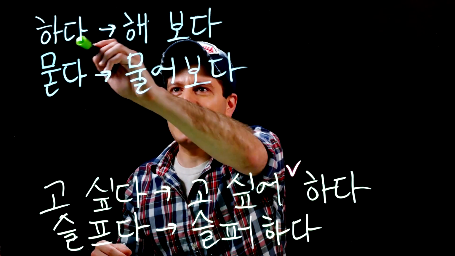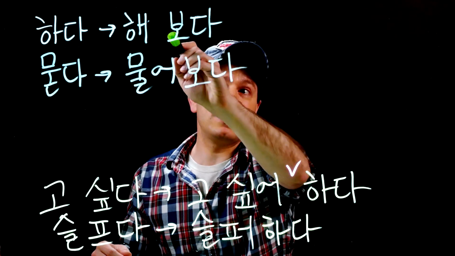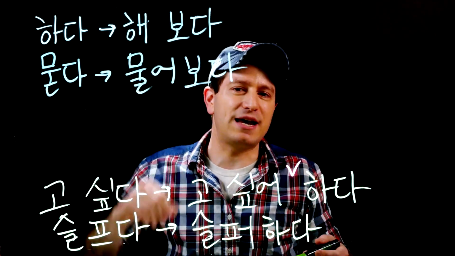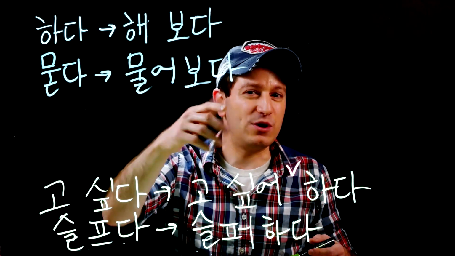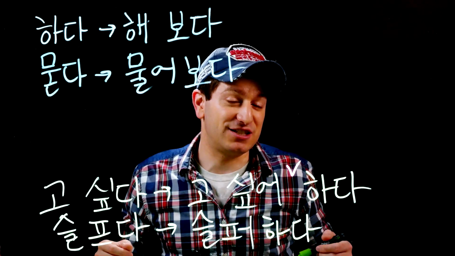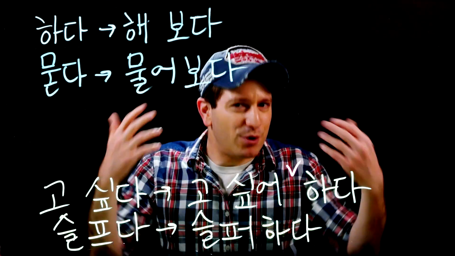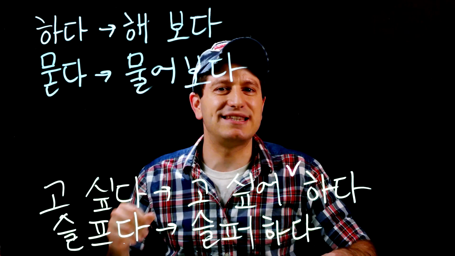Another example is 하다, which can become 해 보다 with a space, or as I said before, without a space, but the verb 묻다, to ask, always becomes 물어보다 without a space. It's just doing its own thing. So if you want perfect spacing, you'll just have to memorize these exceptions as they come up.